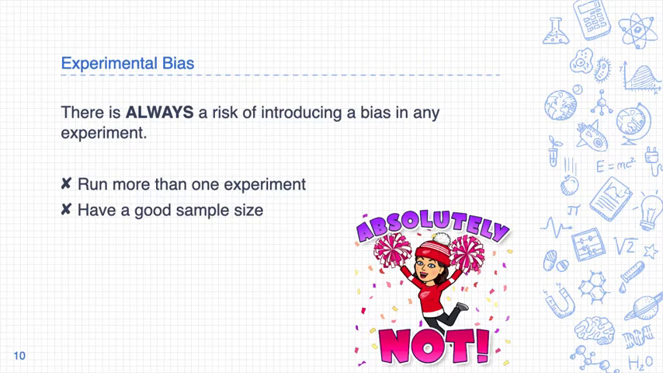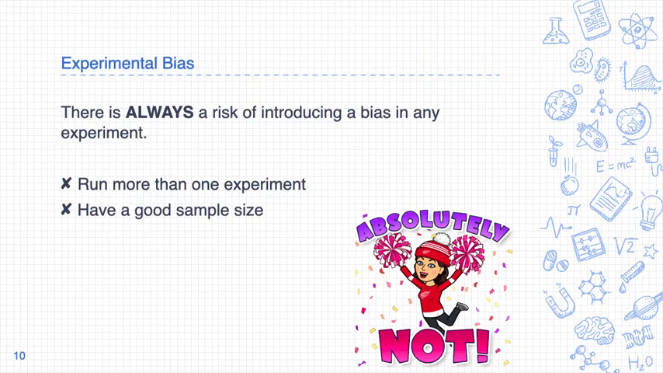There's always a risk of introducing a bias in any experiment. And remember that this is called an experimental bias. So to make sure that we don't run into experimental bias, we are going to run more than one experiment, and we're going to have a good sample size.